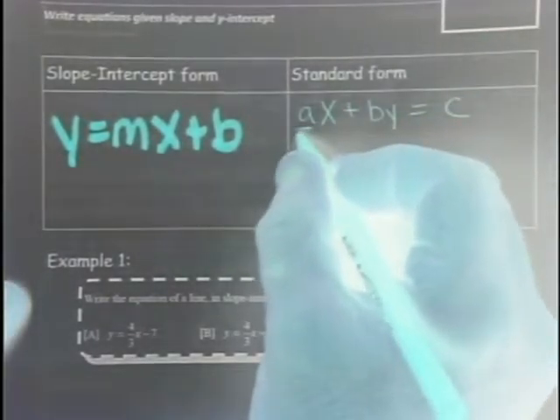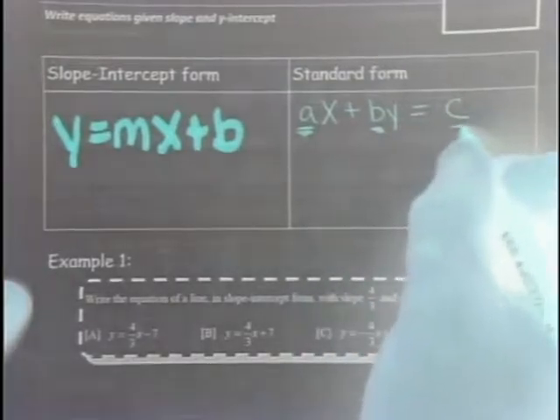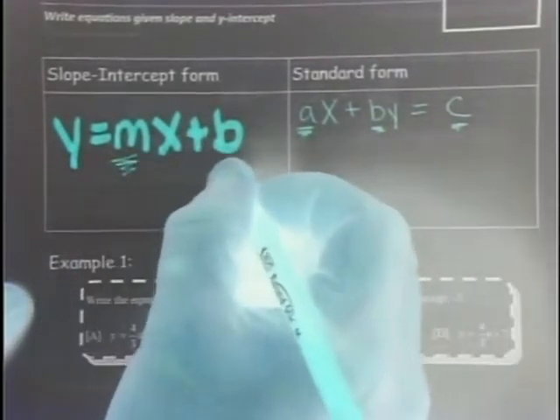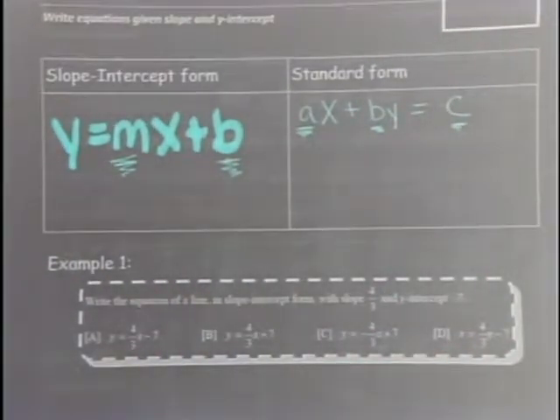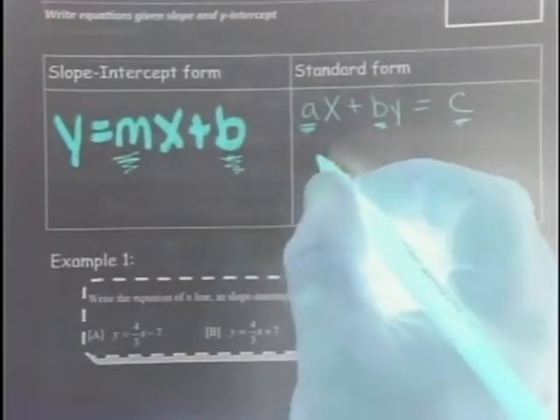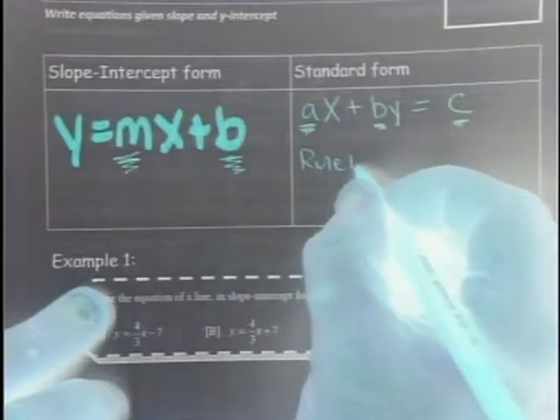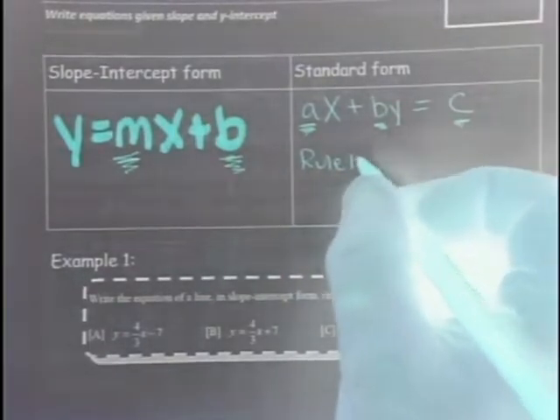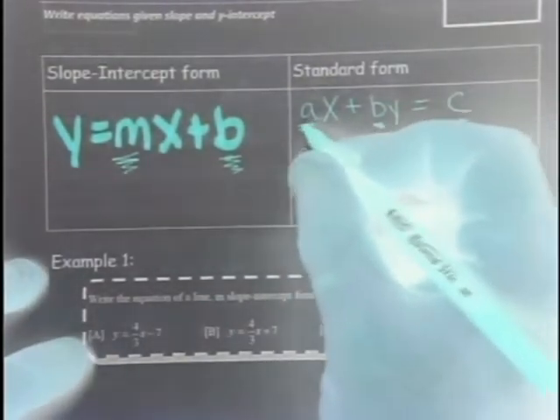I'm going to underline these letters here. Remember that these are where the numbers go. But when we do standard form, you've got rules. So tell me about the first rule. The X piece can't be negative, which means that A can't be negative.